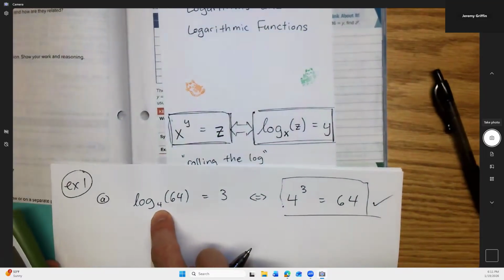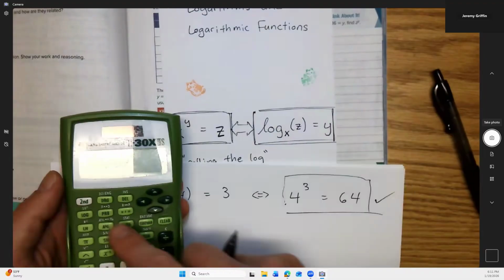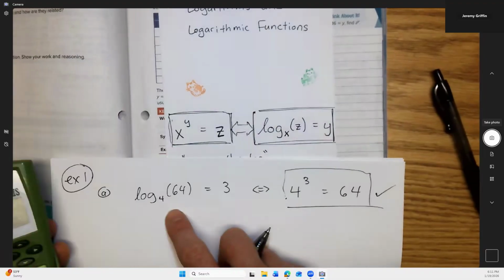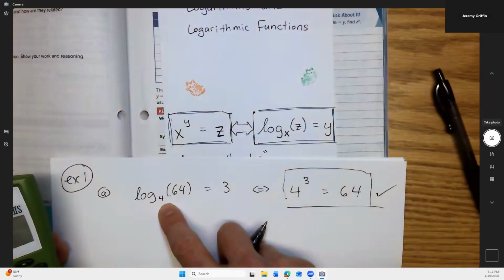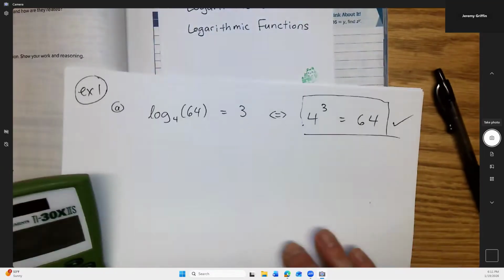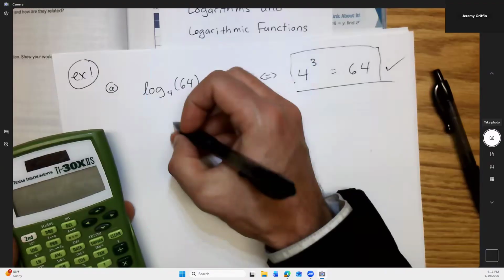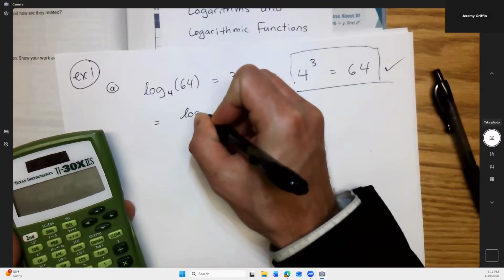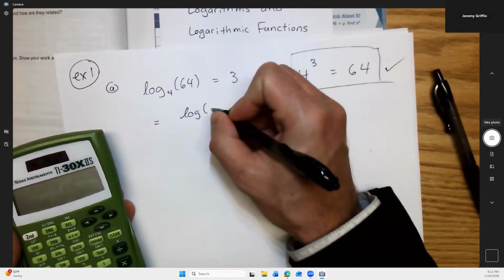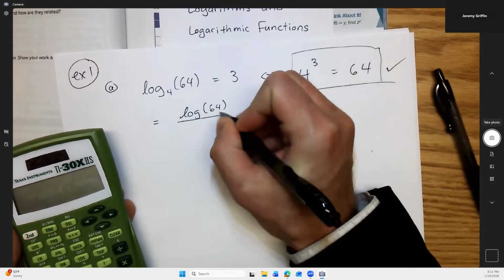How do you deal with this base of 4? Because again, the calculator only has either base 10 or base e. Here, I'll show you one way to handle it right now. I'm jumping ahead a little bit, but this is the same thing, by the way, as log. I think I'm jumping to the next lesson, but that's all right. You guys get a little extra info here.